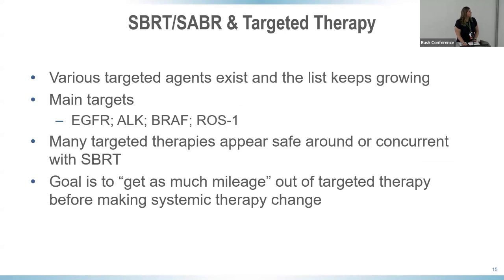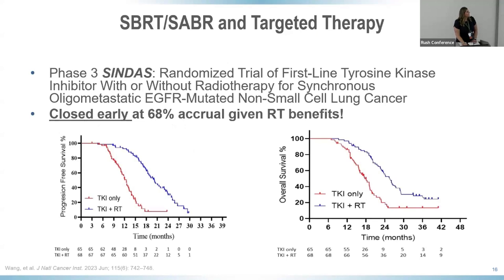So looking at the data, combining SBRT and targeted therapy, the phase 3 SINDAS trial was a randomized trial of first-line patients with a TKI with an EGFR mutated non-small cell lung cancer. This trial actually closed early at 68% because there was so much benefit with the SBRT arm.